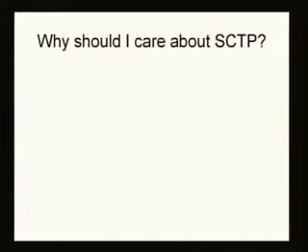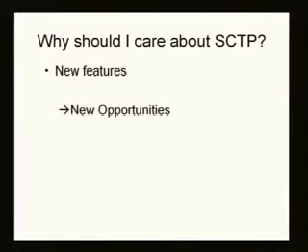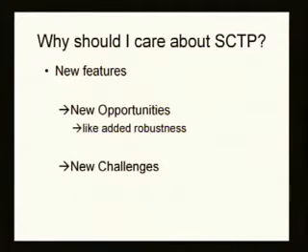So why should you care? There are new features in there, which means new opportunities, new things you can exploit. The purpose of this talk is to discuss how it adds or can add robustness and reliability. Some of this comes about because of new challenges appearing in the internet. One of those challenges is multi-homing, where machines these days typically have multiple IPs, not just one. So hopefully that's why you might be interested in hearing the rest of this talk.